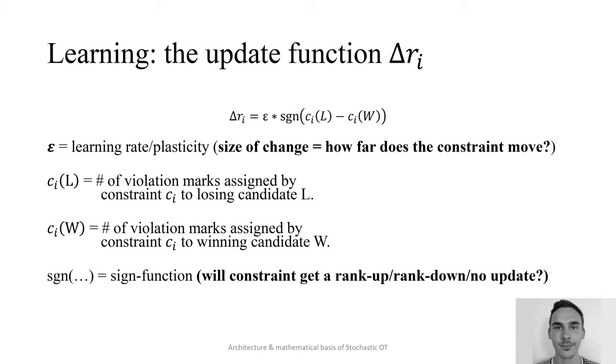Ci of L and Ci of W then refer to the amount of violation marks that a constraint Ci assigns to those two candidates at evaluation time t respectively. As you can see, these are part of a subtraction, so the learning mechanism of the GLA depends on how much the output of the learner and the output of the target speaker or adult differ from one another. The last part of the function is a function itself. SGN stands for sign function here. And basically what this function does is deciding whether a constraint is going to be updated positively, negatively, or not at all.